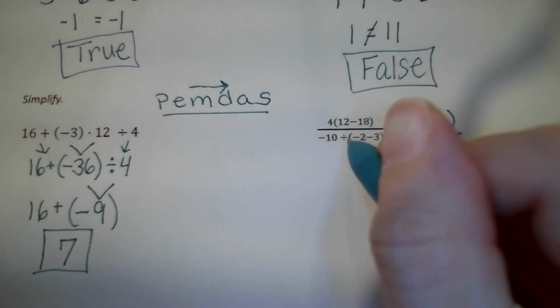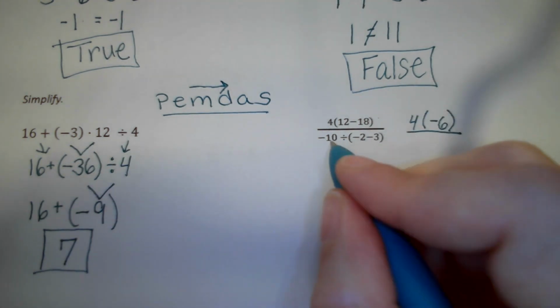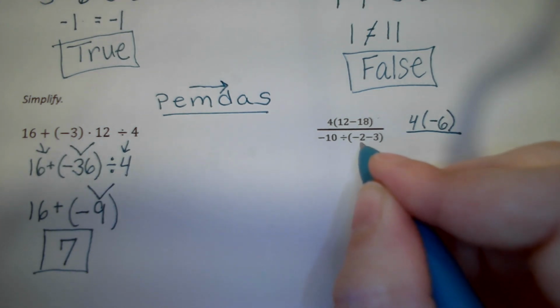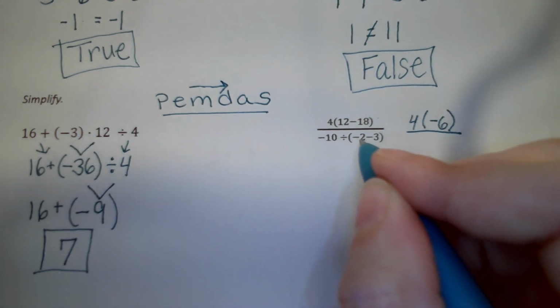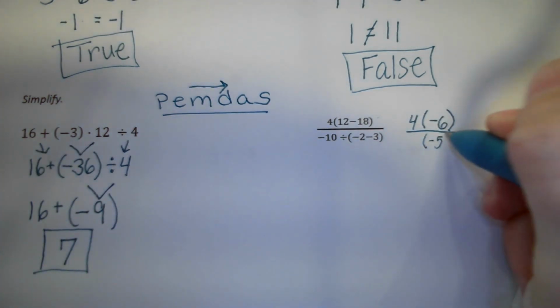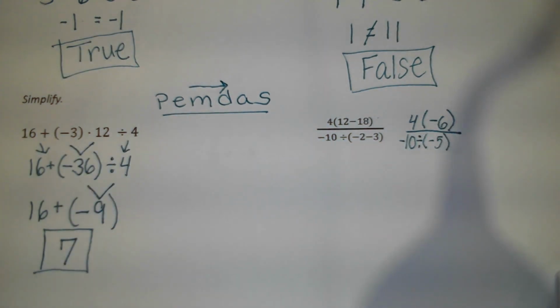Now I'm going to do my first step at the bottom of my expression as well. So I have division and parentheses with subtraction. I'm going to do the parentheses first. So negative 2 minus 3 is negative 5. And we bring down the negative 10 and the division sign.